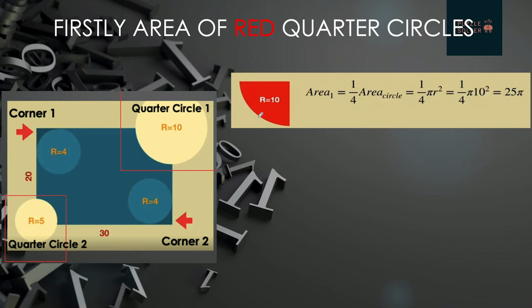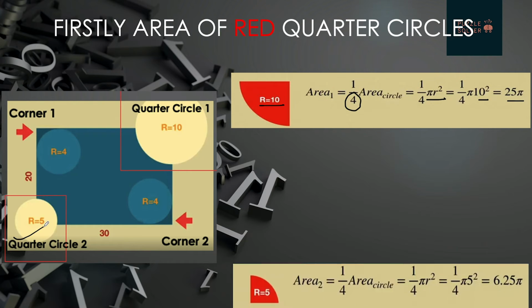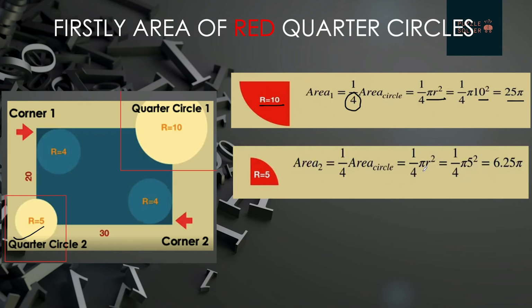Now first calculating the area of the red quarter circles. For the first quarter circle the radius is equal to 10, and we know the area of a circle is pi r square, and for the area of a quarter circle we divide it by 4. Here radius equal to 10, so it will be 25 pi. Similarly, for the other quarter circle the radius is equal to 5. So the formula is pi r square divided by 4, with r equal to 5, so it will be 5 square divided by 4 pi, and the final value is 6.25 pi.